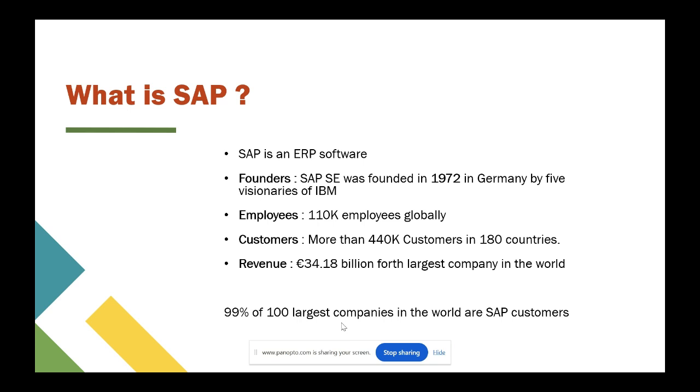Got it? Yes. Now we'll see some basics. SAP was founded in 1972 in Germany by five IBM employees. Presently, there are 110,000 employees globally in SAP, and 440,000 customers in 180 countries. Revenue is 34.18 billion euros, making it the fourth largest company in the world. More specifically, 99% of the 100 largest companies in the world are SAP customers.